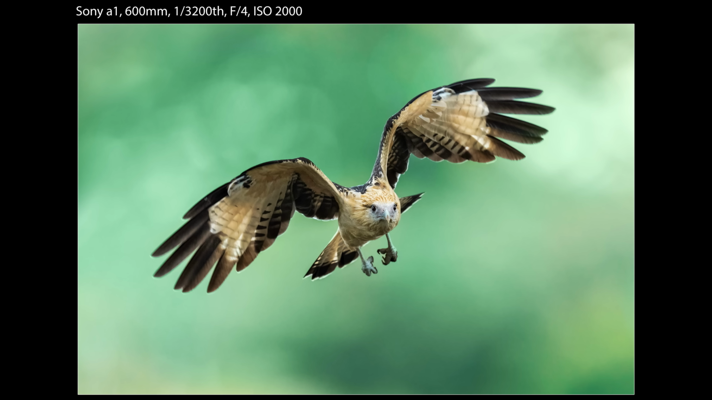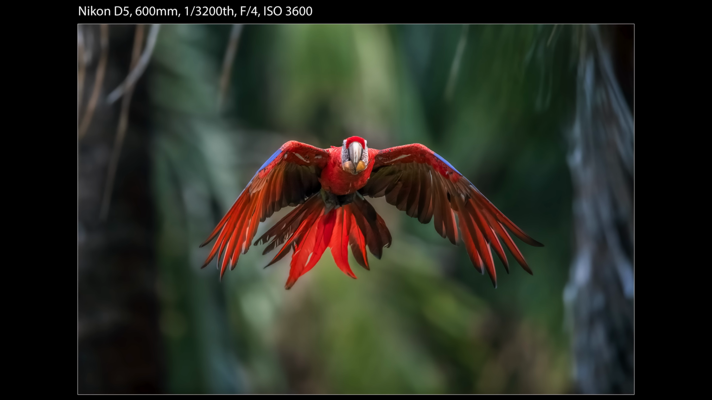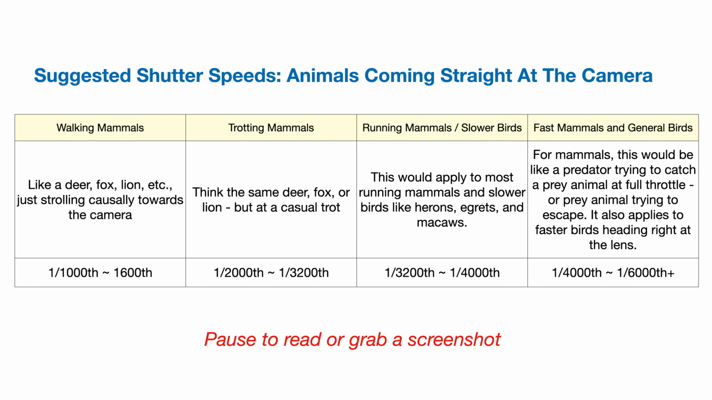The third is action coming right at the camera. People always underestimate this one, and it's a brutal lesson. When you're panning, you help keep the subject in position in the viewfinder so you're not fully relying on shutter speed to get a sharp image. However, with an animal coming right at the camera, it's a different story. You can't pan along to help keep it in position, so you have to fully rely on shutter speed to keep things sharp. Here's a chart with some recommended shutter speeds for animals coming straight towards the camera.